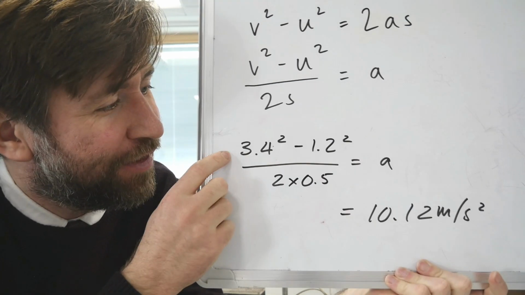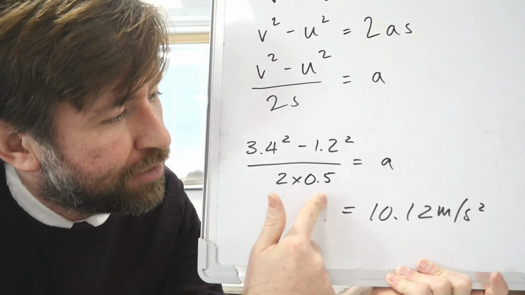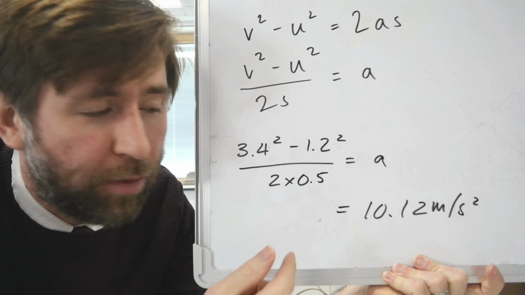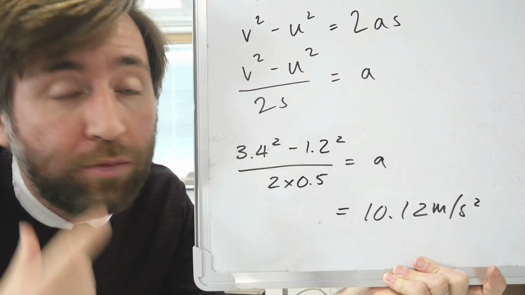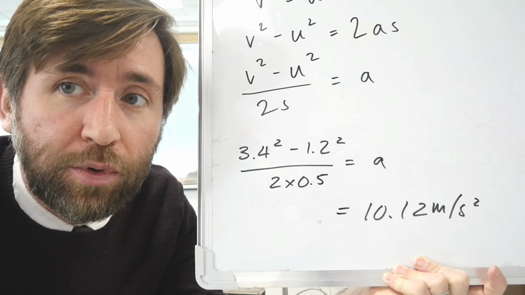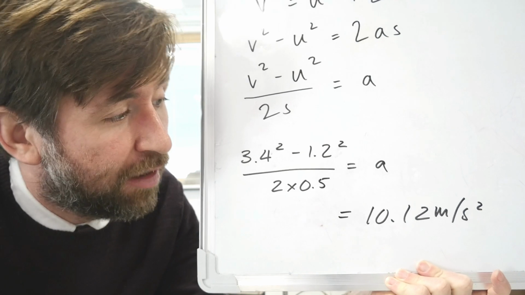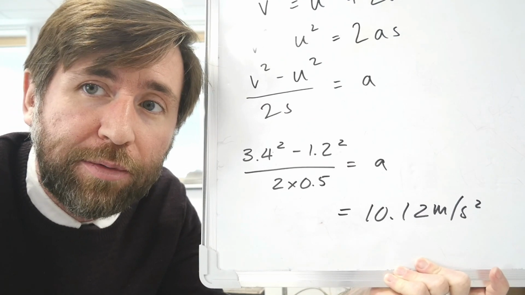So here we go, the final speed was 3.4, squared, taking away 1.2 squared, over 2 times 0.5, which is divided by 1. And that gives me 10.12 meters per second squared, which is quite close. The true value is 9.81, and for GCSE, 10 is good enough, so that rounds to 10. I'm quite happy with that.